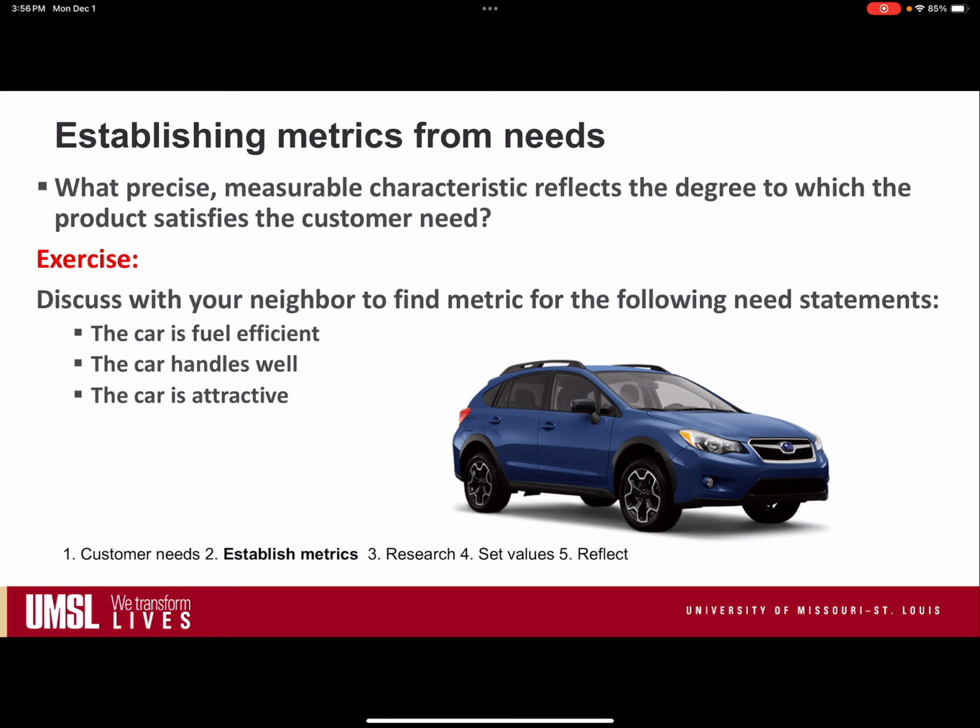And the car is attractive. That's another subjective one. How do we evaluate it? Probably a survey would be best for this to see if it has met our criterion or not.